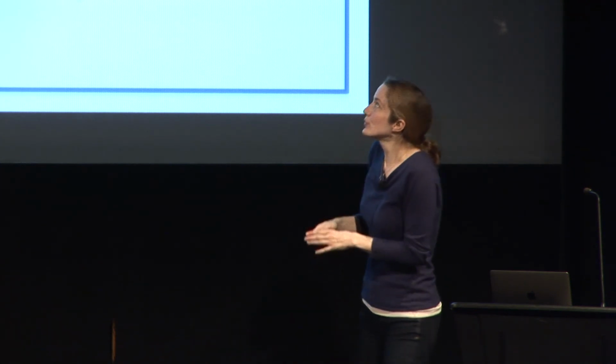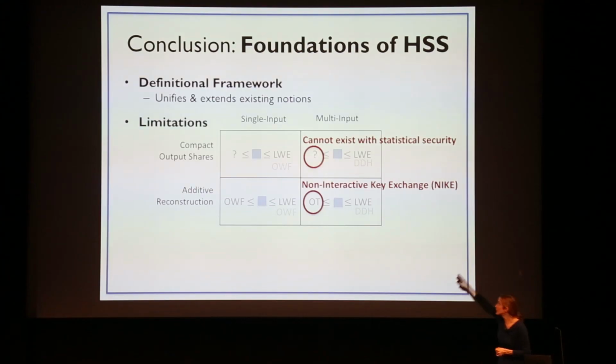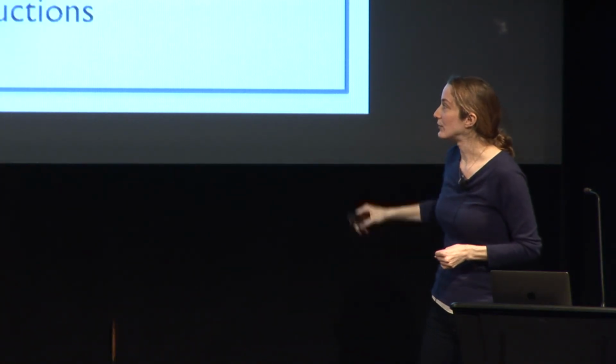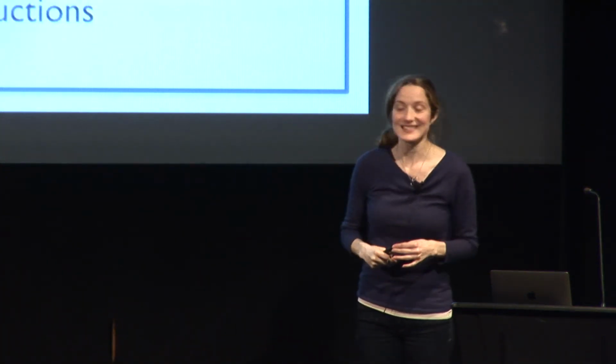So just to conclude, in this work we unify and extend various definitions and notions of this thing. We give two pieces of bad news, these limitations in the multi-input HSS setting. And we give two types of applications. I didn't get a chance to talk about secure computation; that field has developed even since then, so there are interesting trade-offs. And we give these applications to worst case to average case reductions in P. All right, and that's it.